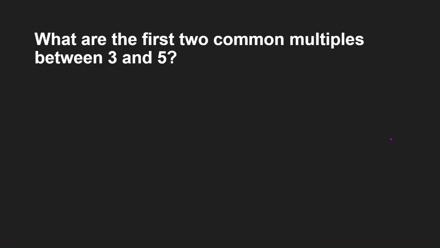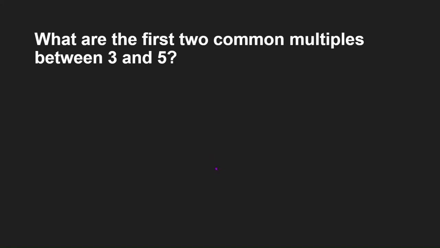So I want you now to find the first 2 common multiples between 3 and 5. You don't need to find more than 2, so you don't need to find a bunch of multiples for each of these, but find the first 2 common multiples between 3 and 5. So pause the video, take a second, and do that.